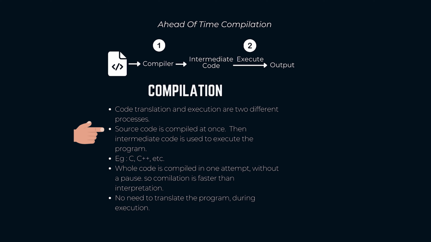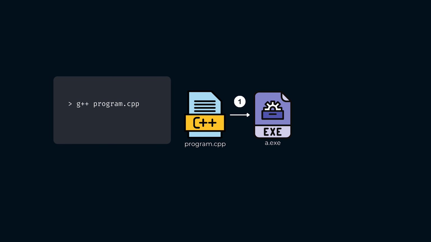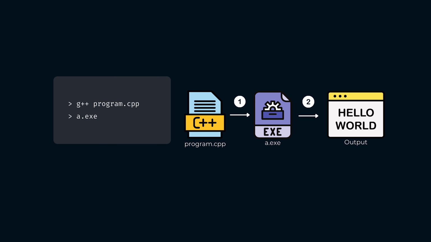Since code compilation or translation is done before the actual execution of the program, it is also called ahead of time compilation. Languages like C, C++ are compiled programming languages. If you had experience in these languages, you know that there are two commands to run the written program. For example, here we have got a C++ program and we are compiling it with a GNU compiler, and this is the first step, and we will get the intermediate code in the format of an exe file. Then whenever you want to run the program, just execute the exe file, you will get the output, which is the second step.